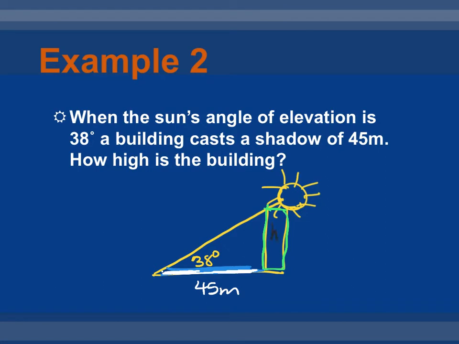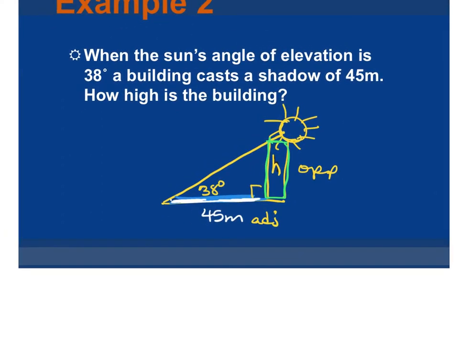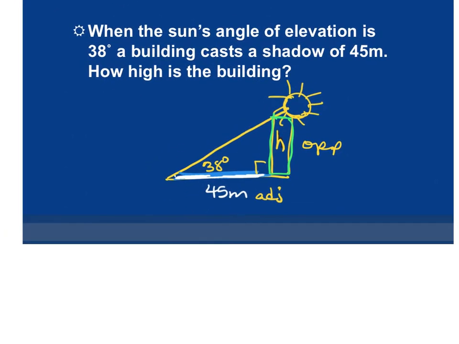Again, I can call it H for height here. So again, I need to figure out which trig ratio is going to use opposite and adjacent. And again, I'm going to use tangent. So I'm going to be doing tangent of 38 is equal to opposite, which I called H, over adjacent, which is 45, the shadow.